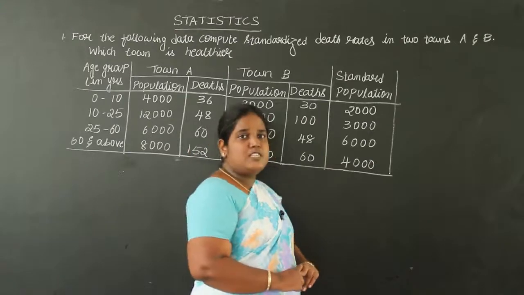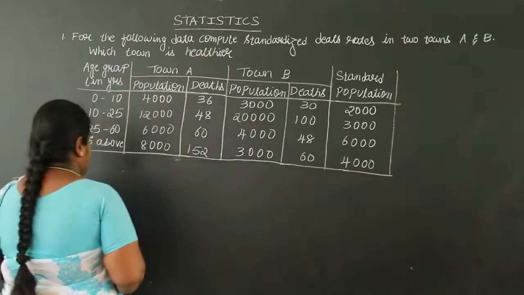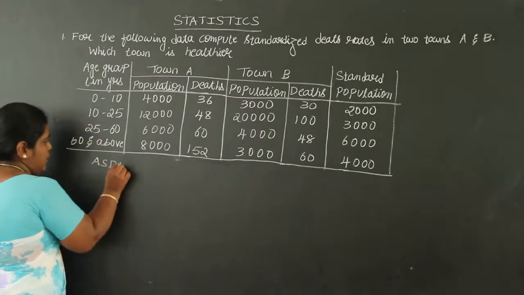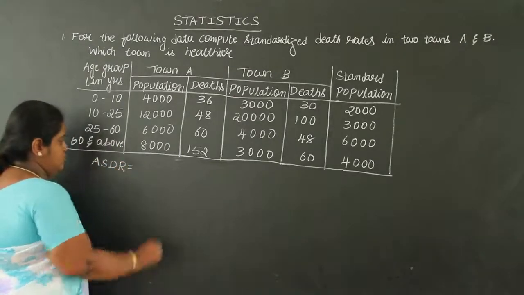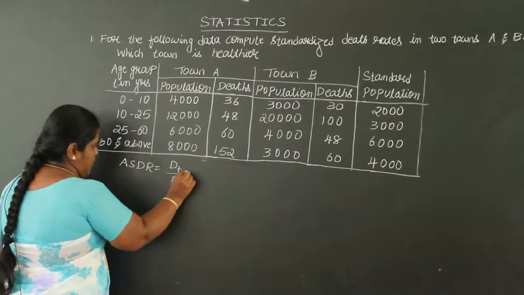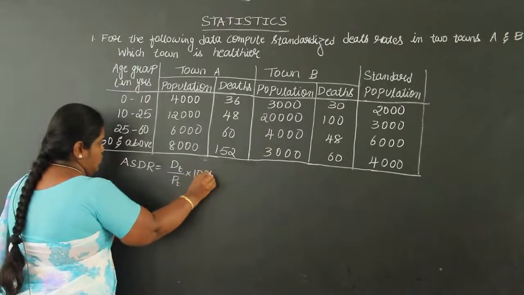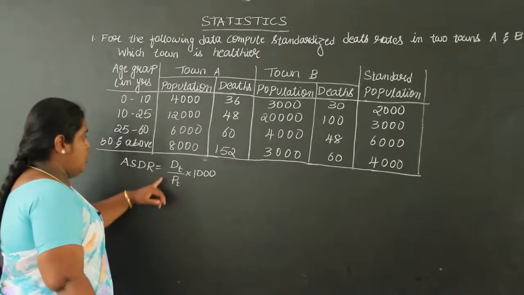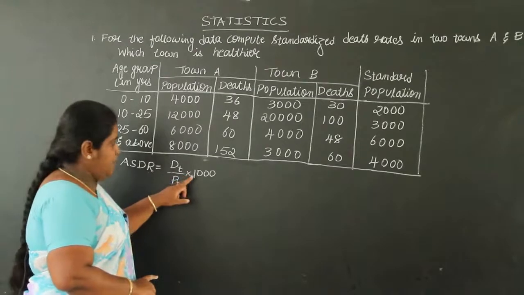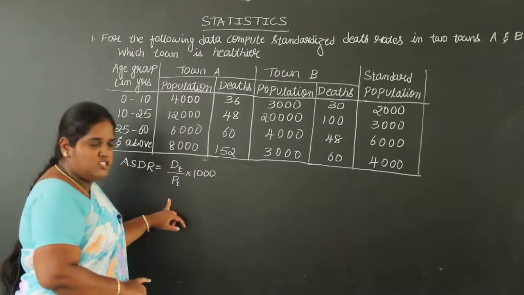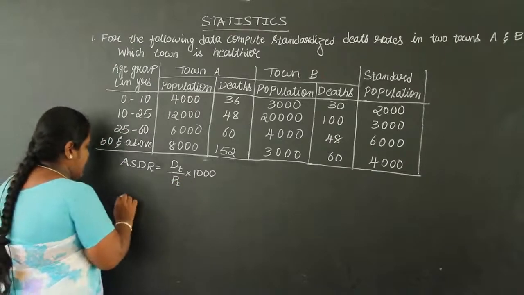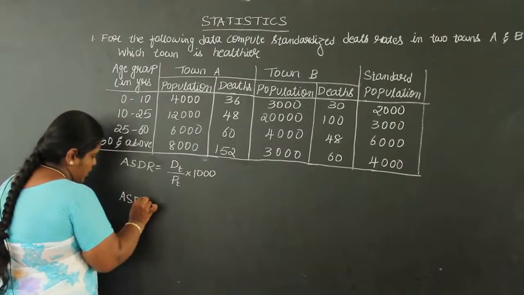So what is the first step? We have to find out the ASDR. Before finding out ASDR, we have to write the formula of ASDR, which is DT divided by PT into 1000. I am writing the formula in terms of symbols: deaths at time period T divided by population at time period T into 1000, and we have to write one-step calculation for each one.